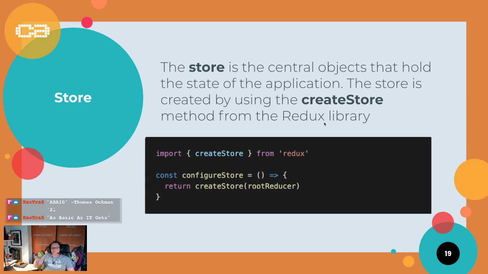And the store is created by using the create store method or function that we get from the Redux library. And you basically need to import that module from Redux, and then you need to configure the store by creating the store, or invoking this module and passing in the root reducer so that Redux knows what to do with those actions and with the new state object or store object.